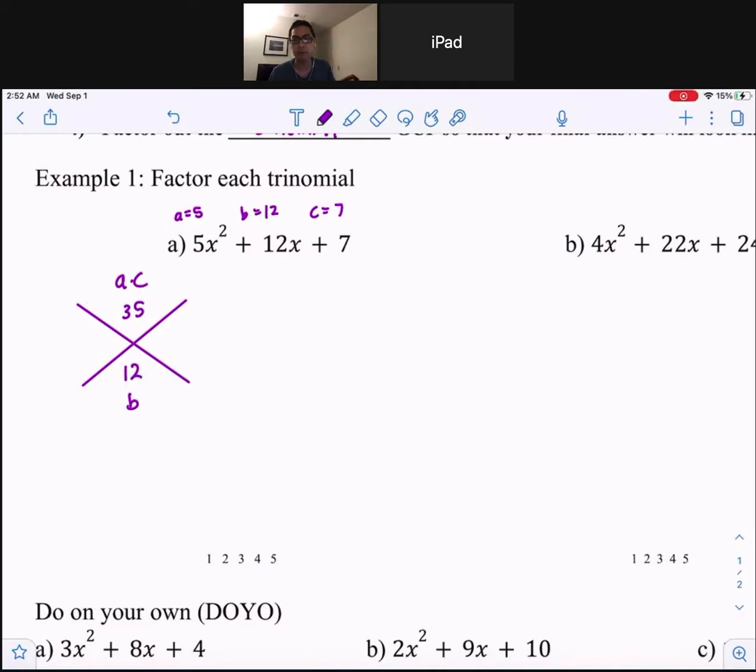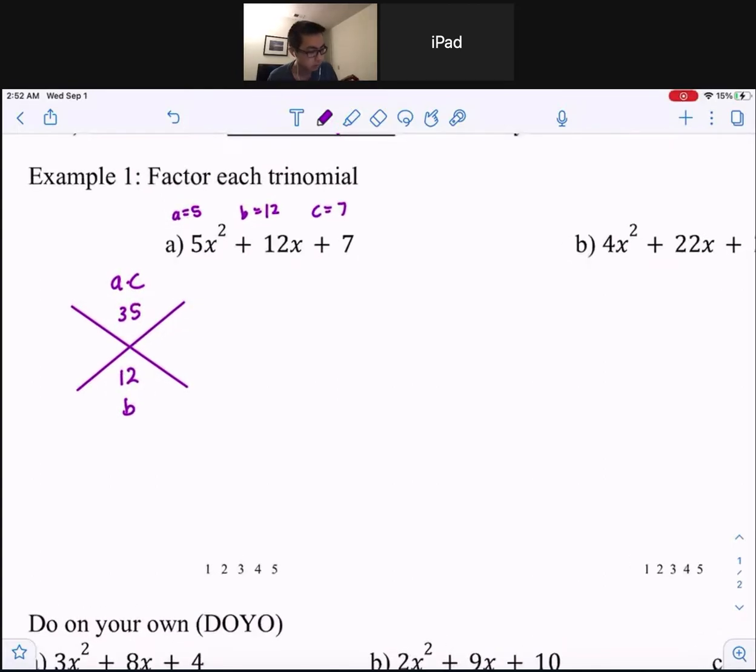Now remember, you have to think what 2 numbers multiply together give you the top, but when we add it, gives you guys the bottom. Well, the only combination would be 5 and 7. Now, like normally, if a was equal to 1, then your factors would be x plus 5 times x plus 7, right? But everyone, take a look at our a value. Isn't our a value greater than 1, right? It's not equal to 1, it's greater than 1.